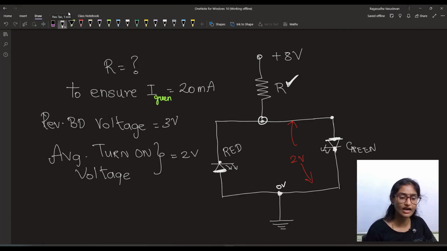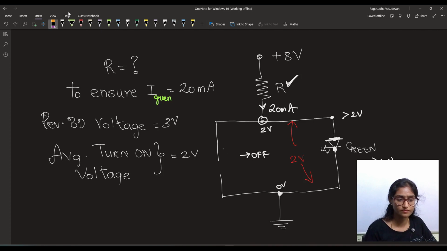Okay, so it is given that the average turn on voltage of both these diodes is 2 volts. So it means that this potential should be greater than 2 volt. Okay, so this also implies that the drop across the green LED is 2 volt. And what is the current through this resistor? It ensured that the current through the green LED should be 20 milliampere. When this is greater than 2 volt, red LED will be off and green LED will be on. Thus, we can replace this as an open circuit. Okay, because the red LED is going to be off.